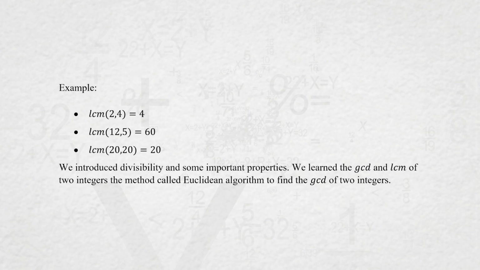Dear learners, we have come to the end of this module. In this module, we have introduced the concept of divisibility and we have seen the properties by using some theorems. After that, we defined GCD and we had an algorithm called Euclidean algorithm that helped us to find the GCD of any two integers, and after that we concluded this session by seeing the definition of least common multiple and some examples of it.